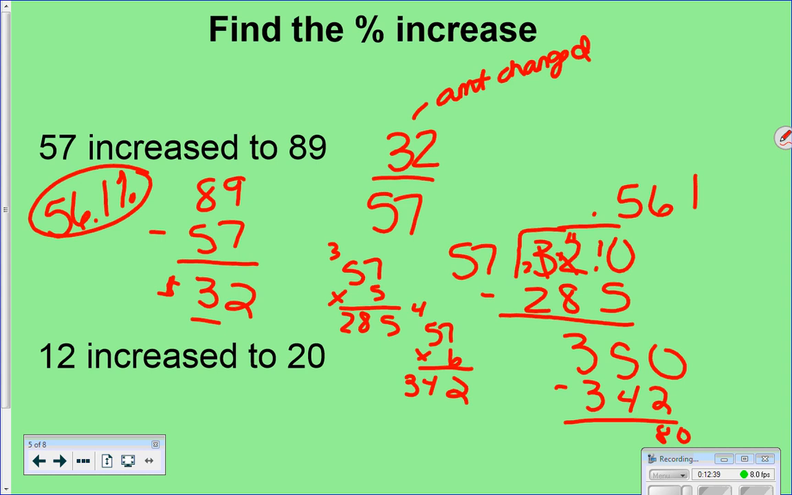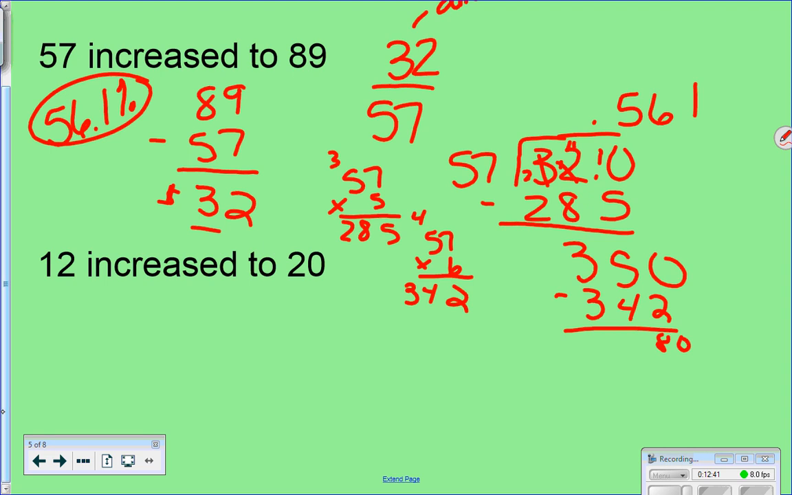Okay. Want to try another? Should we try another one? Okay. So 12 increased to 20. So I don't know. What's 12 bucks? That's 12 bucks. A shirt. Let's say your t-shirt. You went and saw this t-shirt. Oh, you wanted it. Decided, nah, too much money. Went back the next day. Guess what? Increased to 20. That would stink, right?